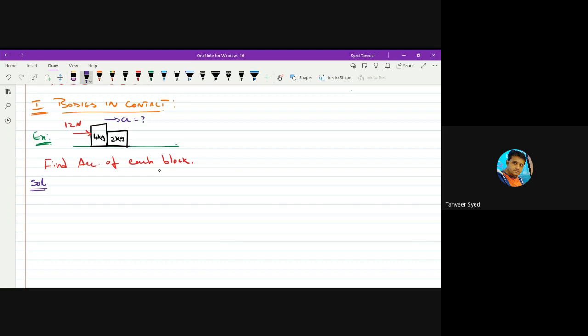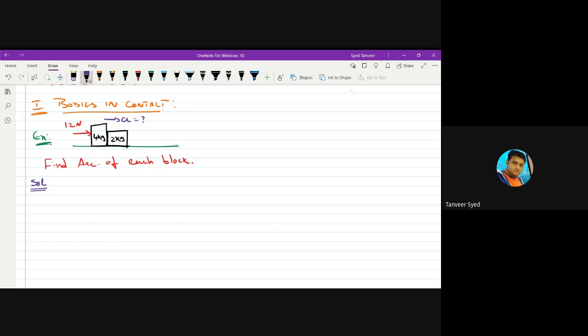Acceleration of each block. First thing that you should understand is, if you are applying force on 4 kg and 2 kg, which are in contact with each other, how will they move? Will they move together or separately? They will move together. If they are moving together, how should their accelerations be, same or different? If they have different accelerations, they cannot be in contact. They should have the same acceleration. Then only they will be in contact with each other.